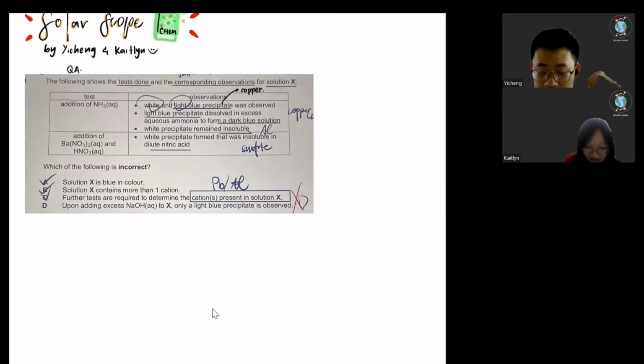So the light blue precipitate dissolves in excess. Obviously, it's copper again, and then it forms a dark blue solution. And then the white precipitate remains insoluble. So when it's insoluble, we only have two possibilities, which is either aluminium or lead. Because we have the other one, which is zinc, but it's soluble in excess. So we can eliminate this possibility. So now we are left with aluminium and lead.